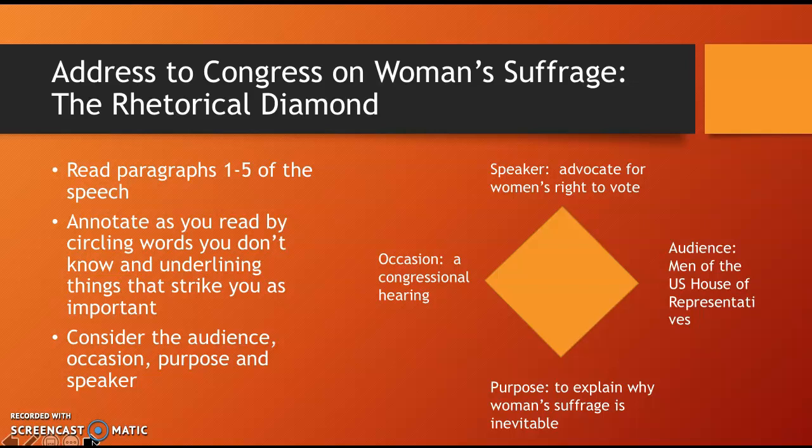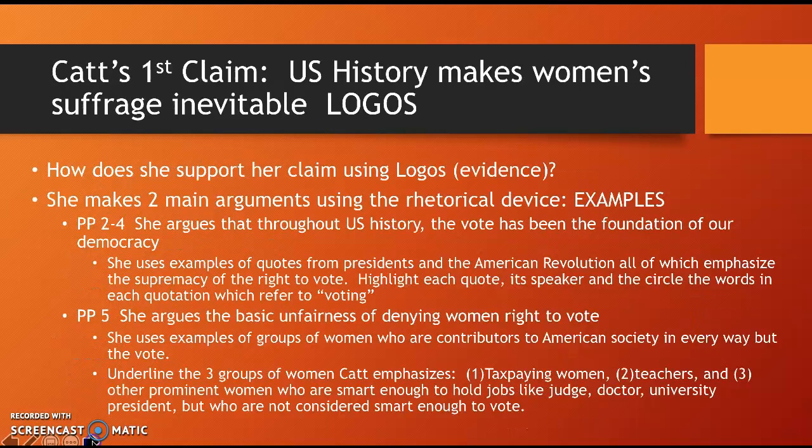All right, I'm going to assume that you have read paragraphs 1 through 5. So the speaker here is clearly Carrie Chapman Catt, and she is an advocate for women's right to vote. The occasion is a congressional hearing or some other appearance before Congress. That means that her audience is all men who are in the U.S. House of Representatives. And clearly her purpose is to explain why suffrage is inevitable for women.